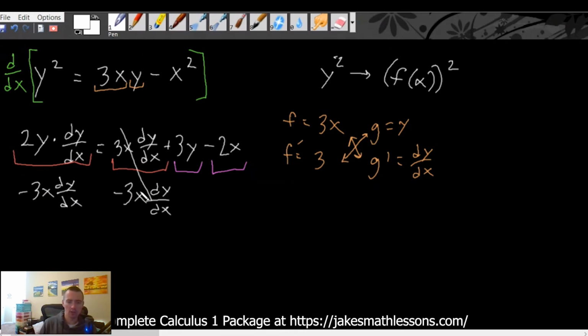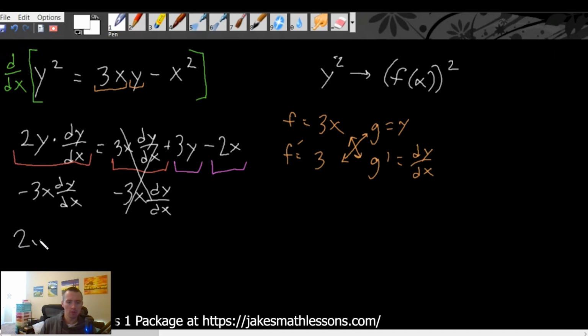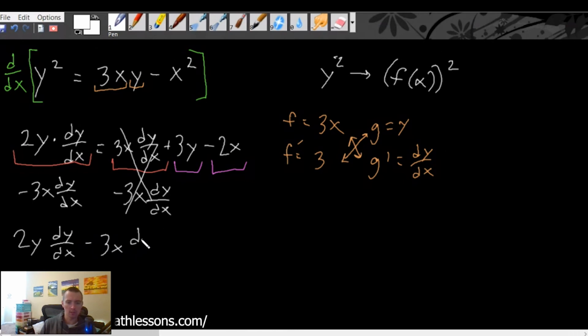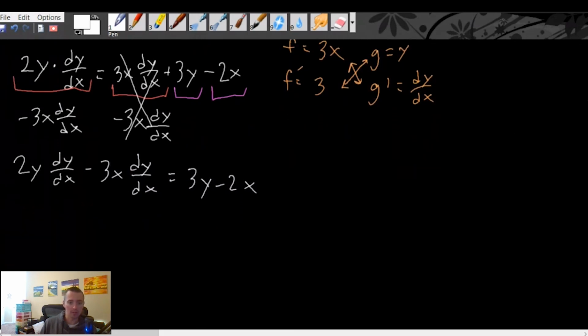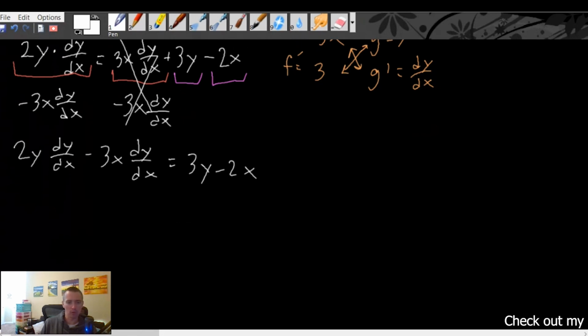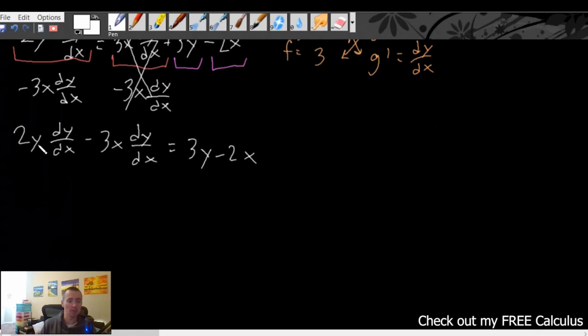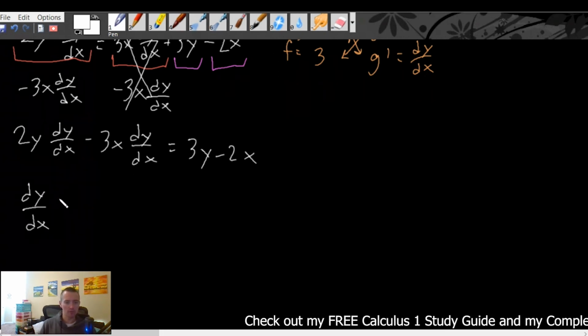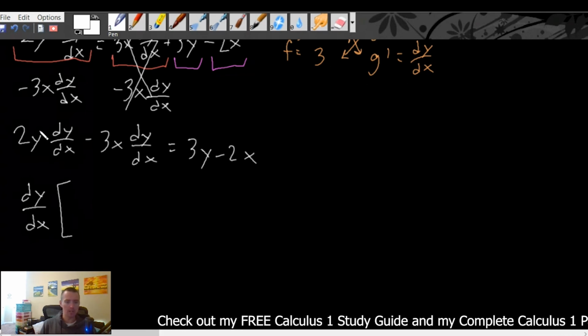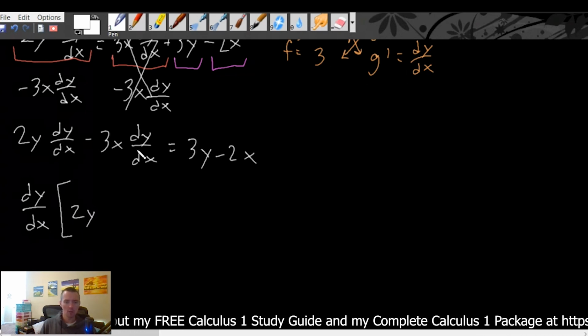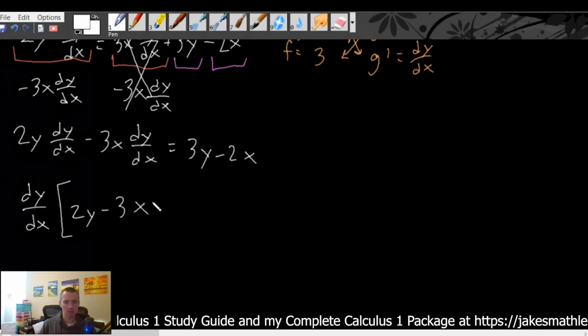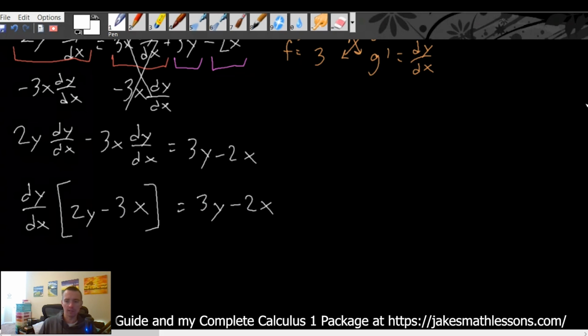It'll cancel over here, and we will have 2y dy dx minus 3x dy dx equals 3y minus 2x. And then once you have gotten all of your dy dx terms on one side of the equation, typically what you want to do at that point is, since now everything on the left side here has a dy dx in common, we can factor that dy dx out of the left side of our equation. So pulling dy dx out of this term is just going to leave us with 2y. Pulling dy dx out of this term is just going to leave us with minus 3x. Right side is not going to be changed at all.